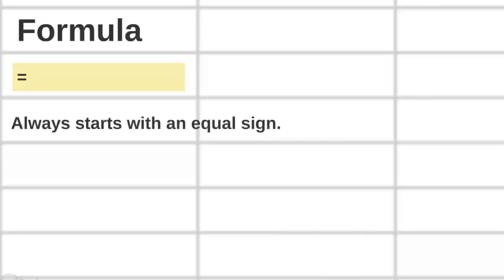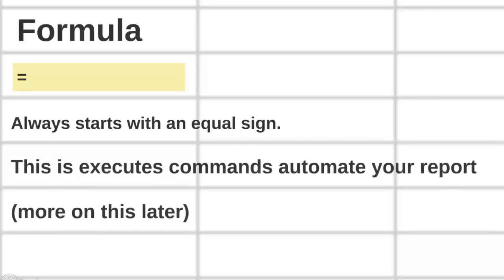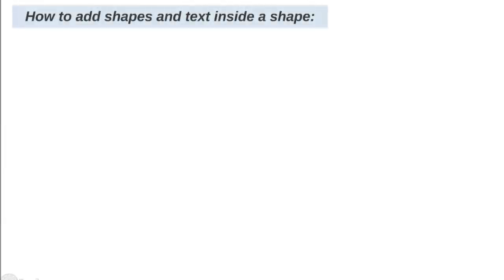So as far as formulas go, it always starts with the equal sign. All the formulas that we show you will start with the equal sign. That's kind of telling Excel, hey, I want to enter a formula. This is going to execute a command to automate your report, and we're going to talk about that later on.